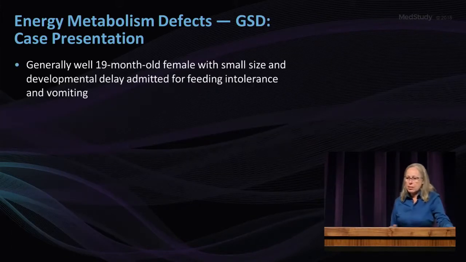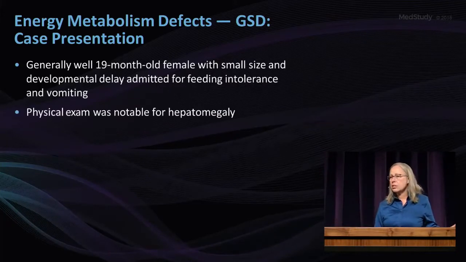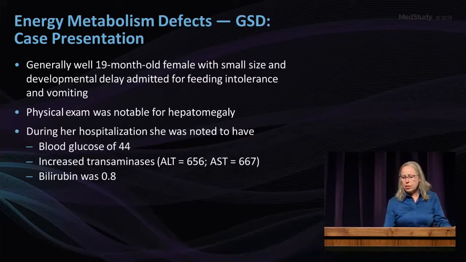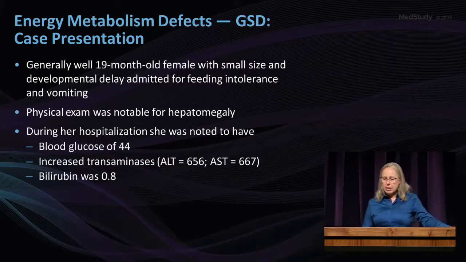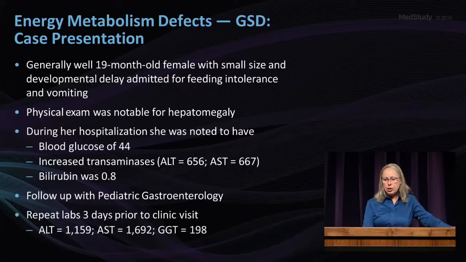So here's the case presentation. Generally well, 19-month-old, small size, developmental delay, admitted for feeding intolerance and vomiting. The physical exam was notable for hepatomegaly. She dropped her blood glucose to 44 during the hospitalization. She had increased transaminases, and bilirubin was 0.8. And she's to follow up with pediatric GI. The labs 3 days prior to the clinic visit show that her transaminases continue to rise.